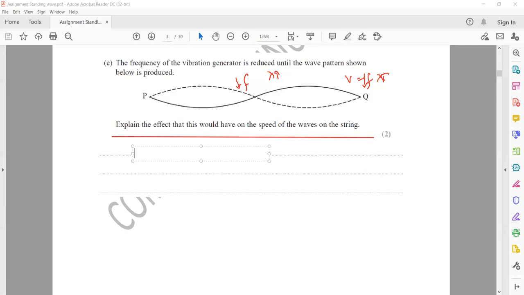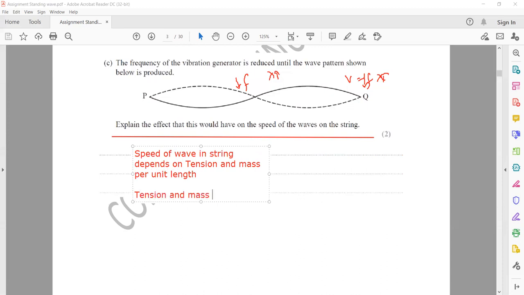So speed of wave in a string depends on tension and mass per unit length. Tension and mass per unit length do not change. So speed will remain same.